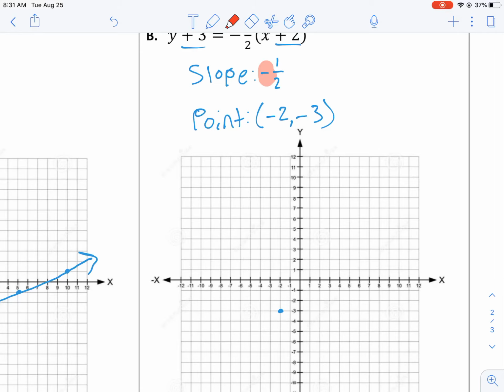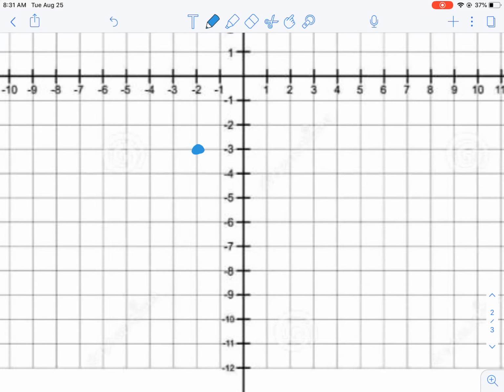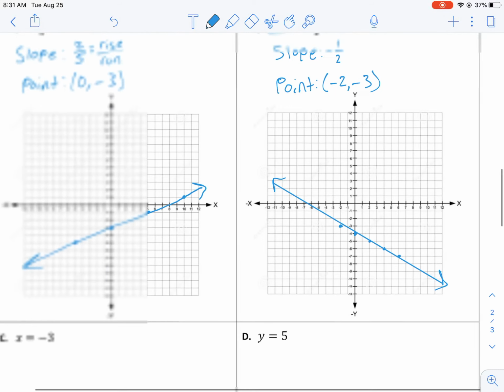So if our slope is negative, like we have here, that just means our rise is negative. The negative sign never applies to the run. So that means we're going to go down 1. We always go to the right if we're just counting normally. So down 1 over 2. So I'm going to do that a couple more times. Down 1 over 2, to get a good amount of points. And then we are going to draw in our line with our arrows. So that's how you do point slope form.